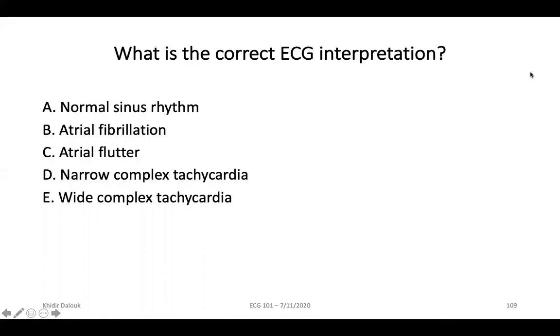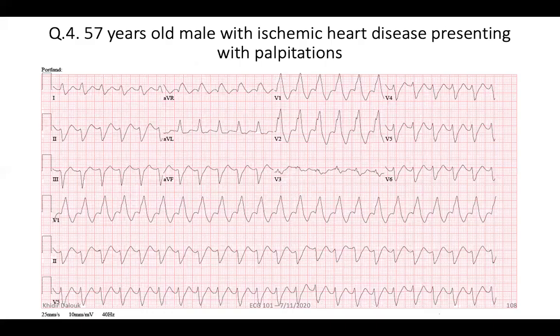Wide complex tachycardia, Dr. Khidir, is the answer. This is a wide complex tachycardia. Look at the QRS: if it's more than 120 milliseconds, this is a wide rhythm. If it's less than 120, it's narrow. This is fast. If we go by the systematic way, the rate is very fast, almost 150 beats per minute, right?